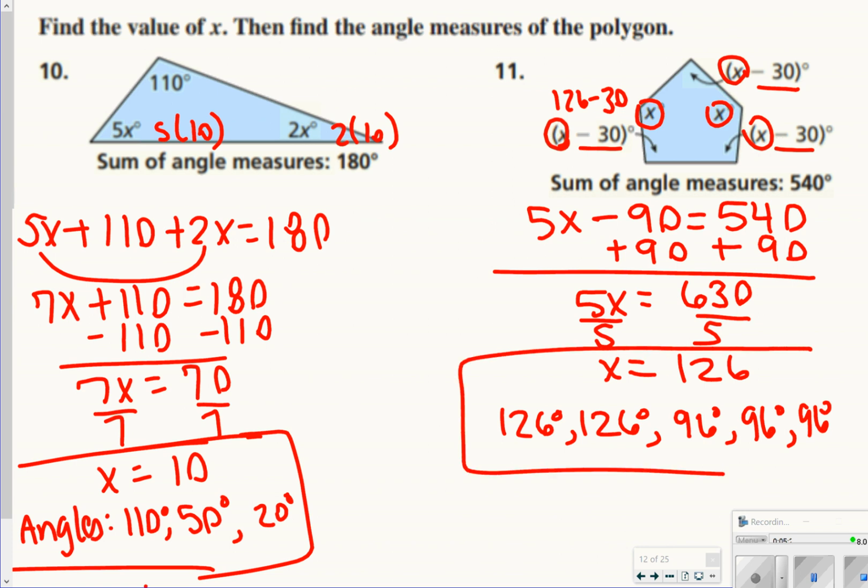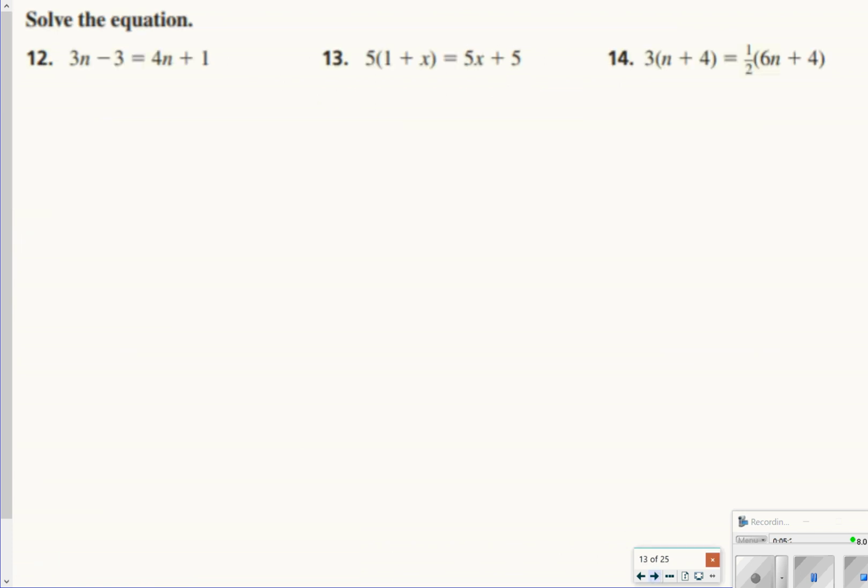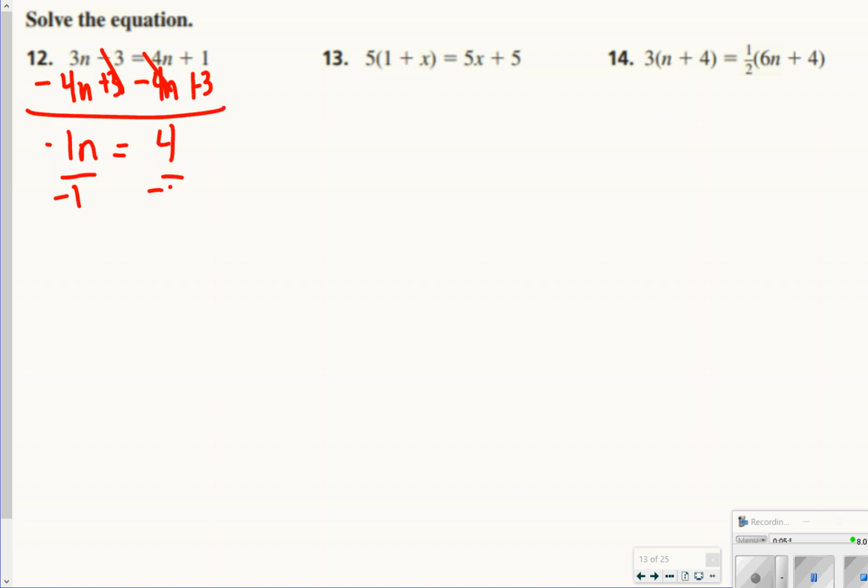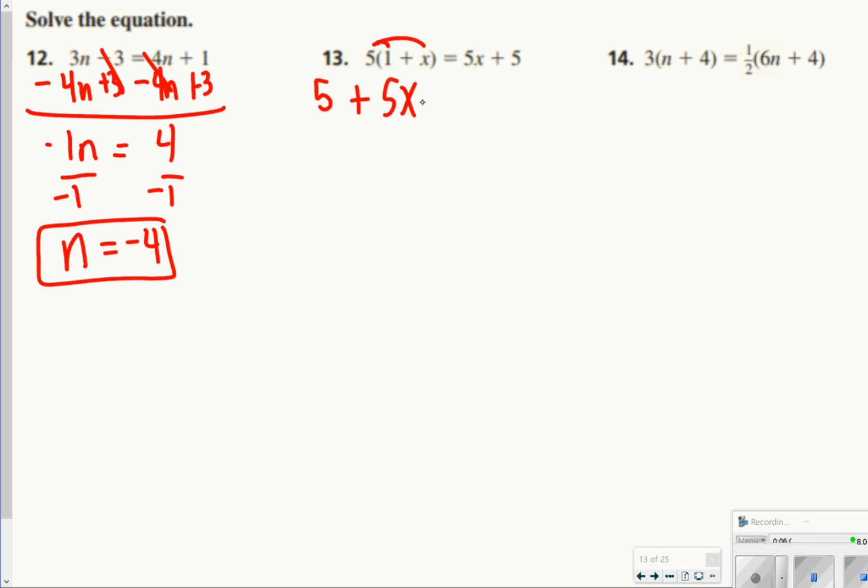Okay, so there's your full answer for number 11. For 12, you have variables on both sides, so we just need to get all the variables to the left and all the constants to the right. I'm just going to get in the habit of always moving my variables to the left and constants to the right. So I'm adding 3 to the right, subtracting 4 to get to the left. 3 minus 4 is negative 1n, and then 1 plus 3 is 4. I'm going to divide both sides by negative 1, so that for number 12 I should get n is equal to negative 4.